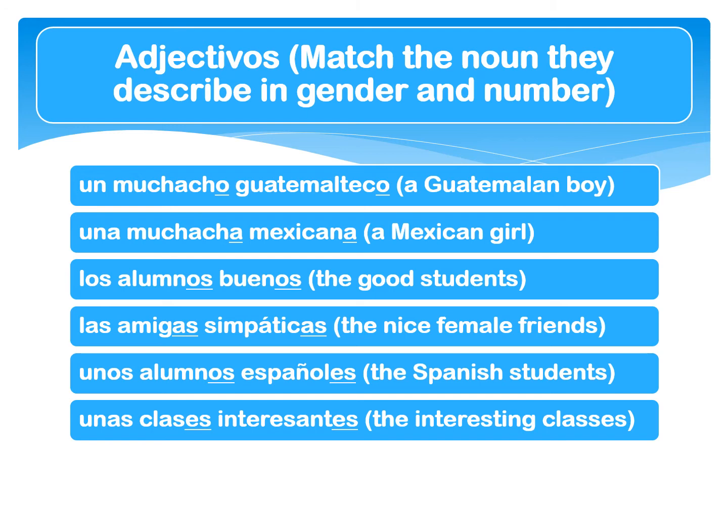All right, how about if a word ends in a consonant, what do we do? Okay, we can't just add S, we need to add ES. Unos alumnos españoles. Since español ends in a consonant, it does not end in OS, it ends in ES. Same thing, interesante. We add an S to make that plural, unas clases interesantes. So with español or interesante, it doesn't matter if the noun is masculine or feminine, it's going to be the same. It only matters if it's singular or plural. If it's singular, español ends in L, interesante ends in E, but to make them plural, españoles add ES and interesantes add an S.